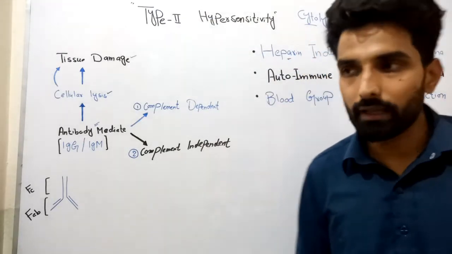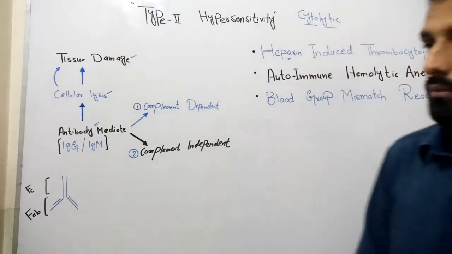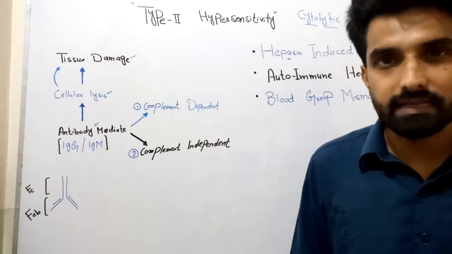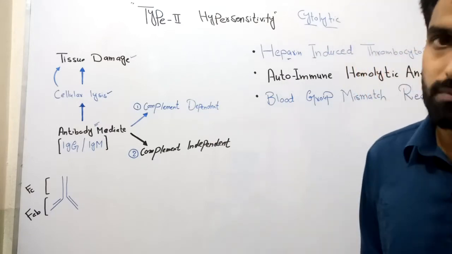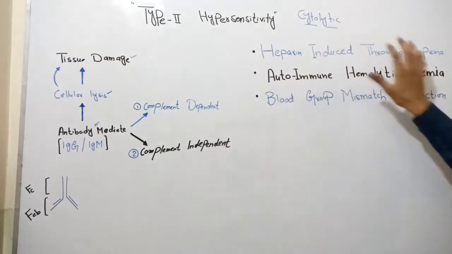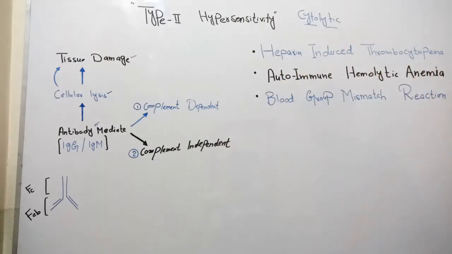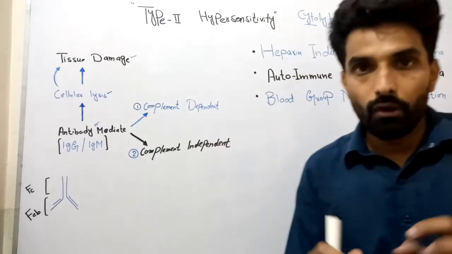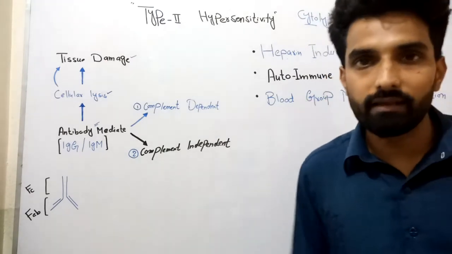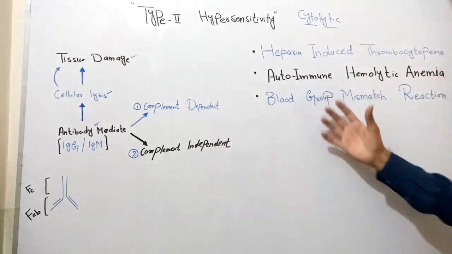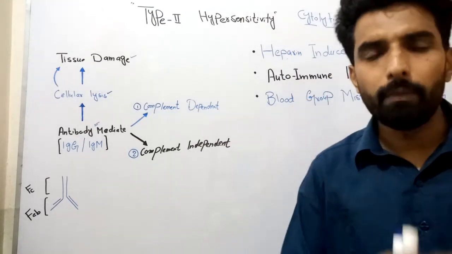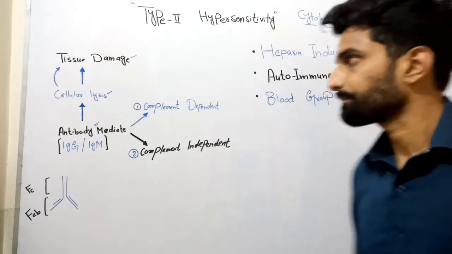In today's video, I will be talking about type 2 hypersensitivity reaction, also called cytolytic reaction. Cytolytic means cellular breakdown. It means the destruction or breakdown of cells is going to happen in this reaction. Examples include heparin-induced thrombocytopenia, autoimmune hemolytic anemia, and blood group mismatch reaction. All the details and mechanisms of these diseases and reactions will be discussed in the later part of the video to make your concept very clear.